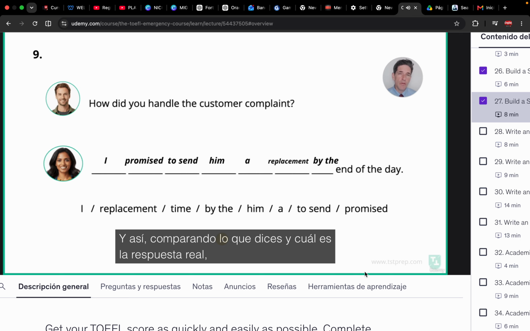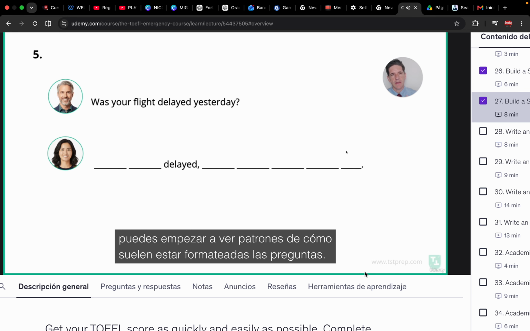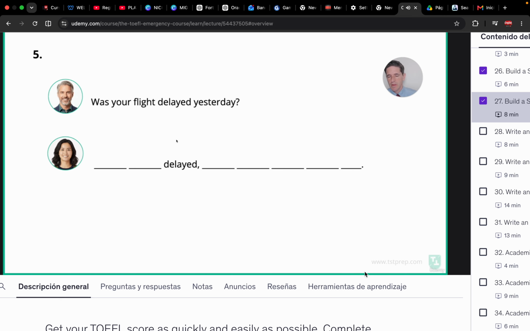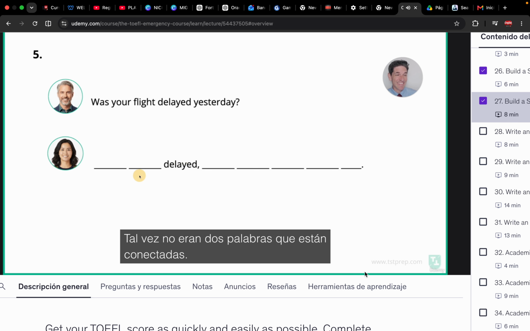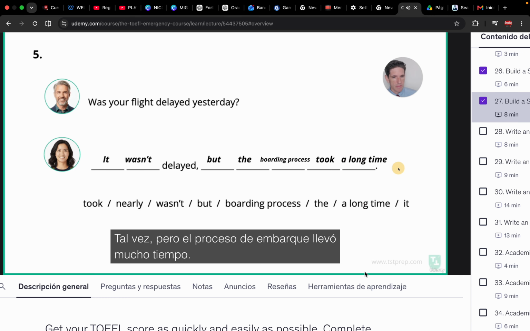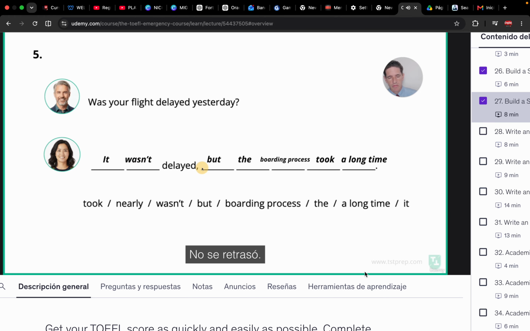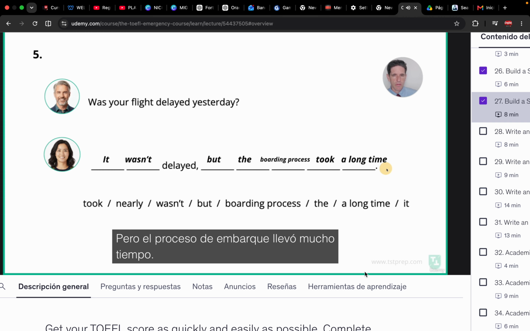And so by comparing what you say and what the real answer is, you can start seeing patterns of how the questions are usually formatted. And I kind of did this before. Was your flight delayed yesterday? No, it wasn't delayed. No, maybe it wasn't is 2 words that are connected. It wasn't delayed. But since there's a comma here, I think there's something like but. But I arrived late anyway, maybe. But the boarding process took a long time, okay? So, yeah, it wasn't delayed, but the boarding process took a long time.